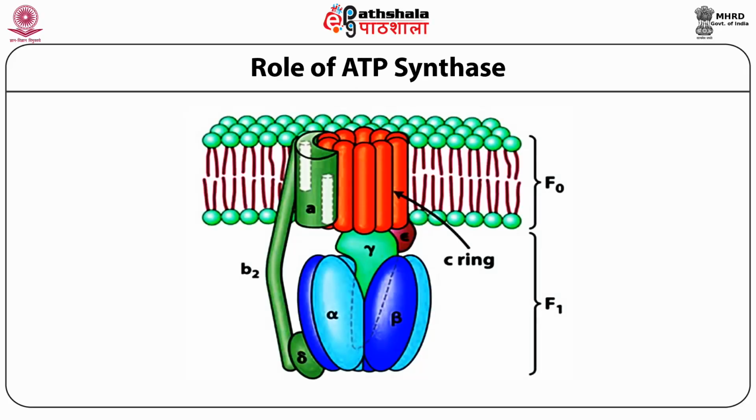There are three active sites for the functioning of ATP synthase, one in each beta subunit. The gamma subunit forms a rotor.